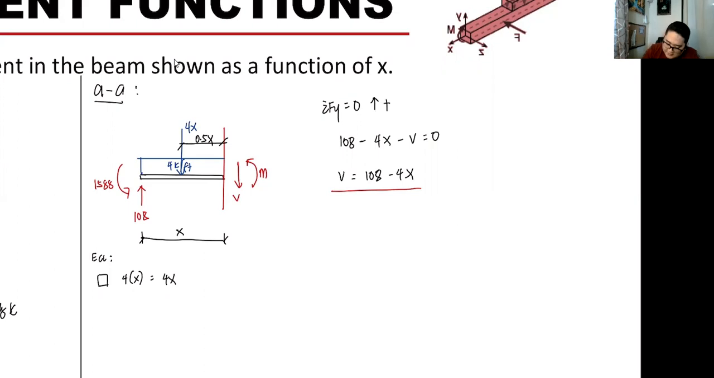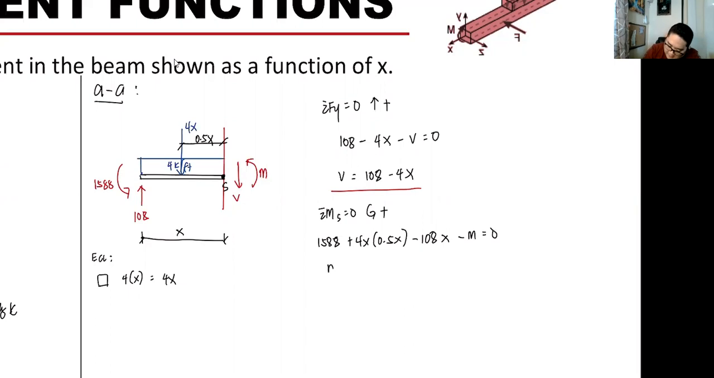Okay? The next, moment. Summation of moment. Tawagin natin itong S ulit. S is equals to 0, taking counterclockwise as positive. So we have yung 1588 natin will be counterclockwise. Plus yung 4x, magro-rotate siya ng 0.5x. And then yung 108 natin, so 108 clockwise siya. So 108 times x. Then yung moment natin, m is equals to 0.